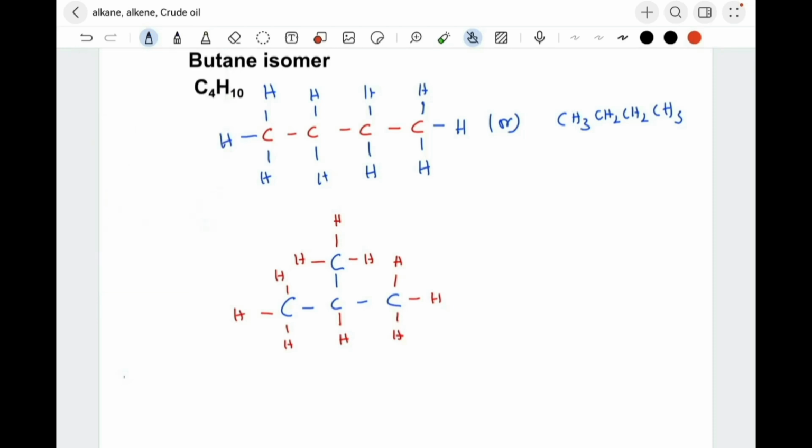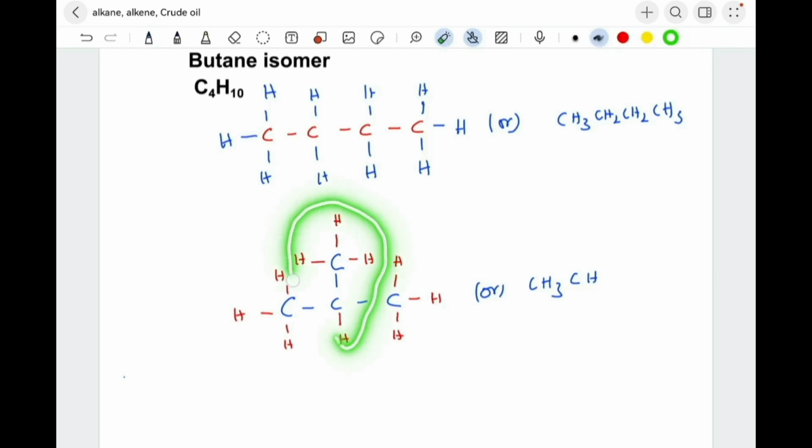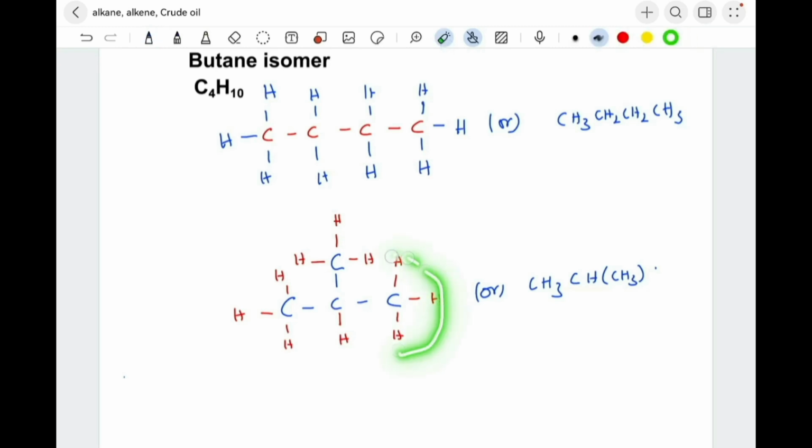Let's write a structural formula for this. First, this part. This carbon is attached to 3 hydrogens, so CH3. The center one, CH. And we have a branch here to this. So this part we will write in a bracket, CH3, and then this part CH3.